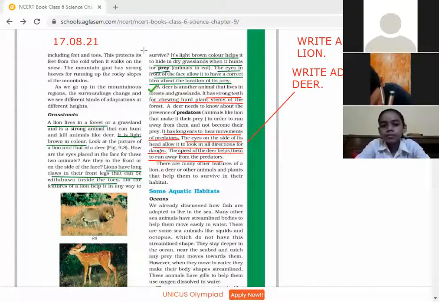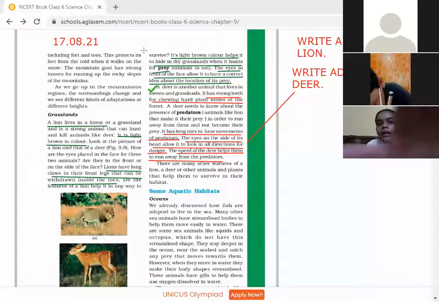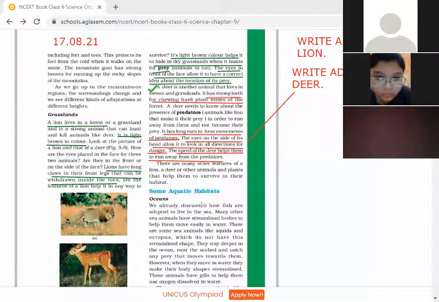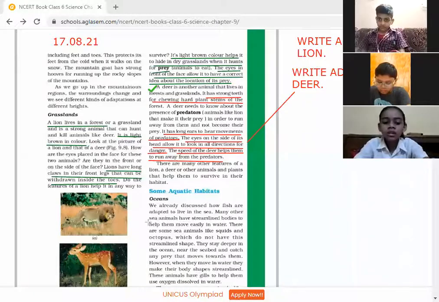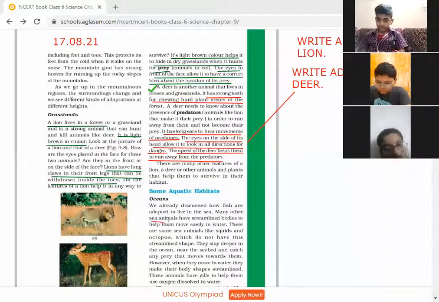How fish are adapted to live in the sea. Animals have streamlined bodies to help them move easily in water. There are some sea animals like squids and octopus which do not have this streamlined shape. They stay deeper in the ocean near the seabed.